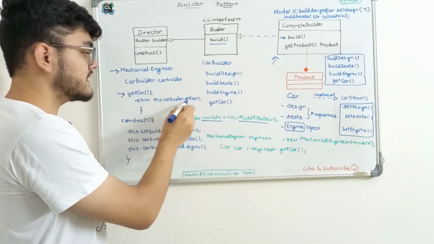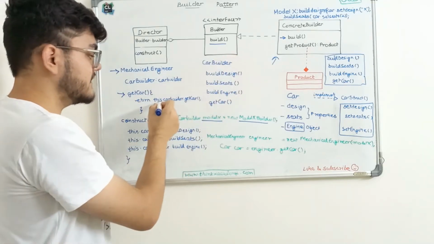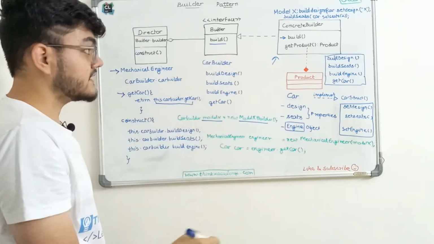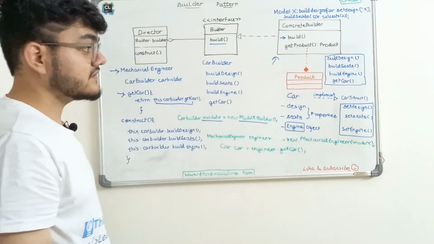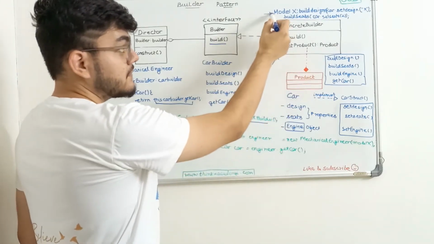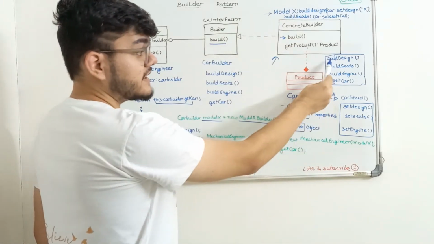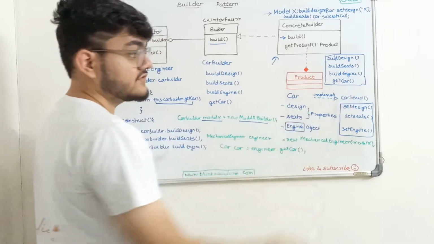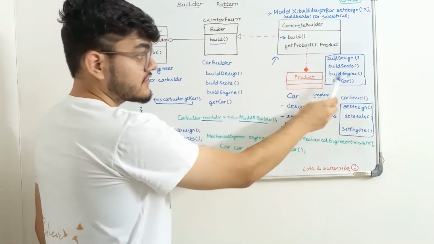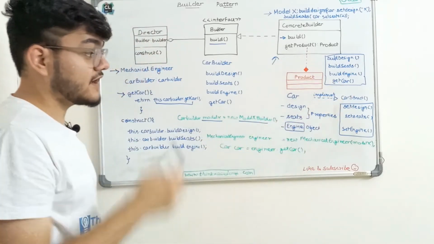It will return the get car function of the builder. You can see this.carBuilder.getCar is going to call the get car function in this. First we need to define the model X builder. Model X builder, instead of having just build, has a build design, build seats, build engine function. It also has a get car function. So instead of get product, I'm using the get car function.